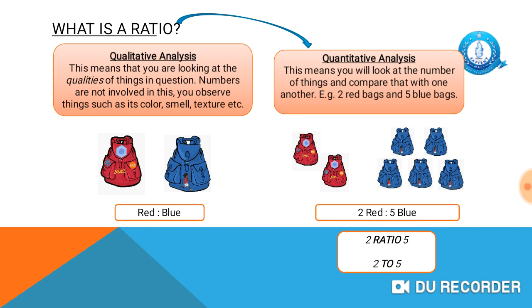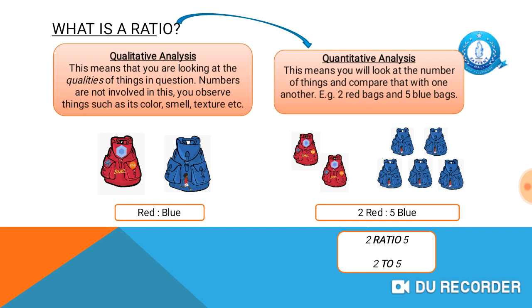What is a ratio? Now, if you have two or more than two things in front of you and you are asked to make a comparison, there are two things that you can do: a qualitative analysis and a quantitative analysis. Qualitative analysis is when you look at the qualities of the things in front of you. Numbers of those things are not involved in this. So you look at things such as the color, smell, or texture. Here we have two bags of different colors in front of us. One is red and the other is blue.